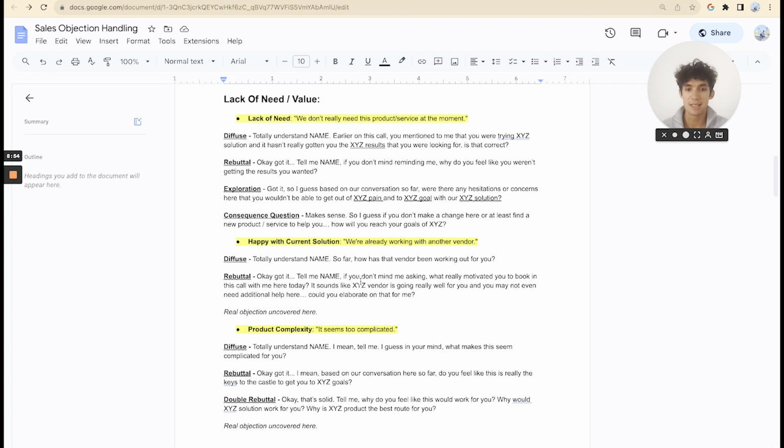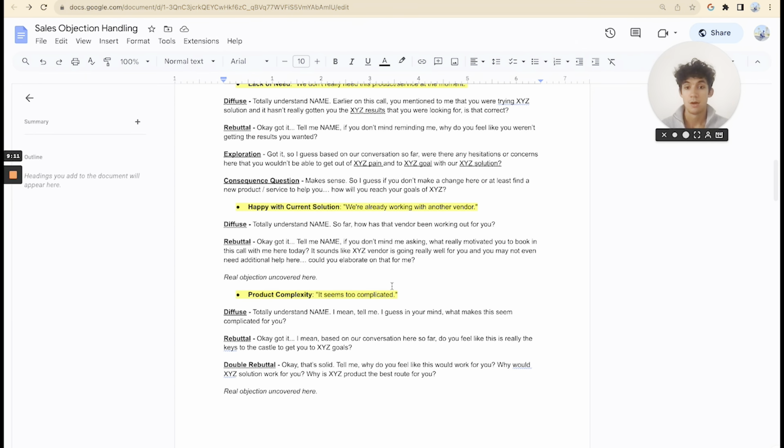So in this case, this is uncovering the real objection, because they wouldn't have scheduled a call. They wouldn't be taking an hour out of their day to hop on a sales call if they didn't need some sort of help, right? So that's what you got to remember when you're handling these objections.